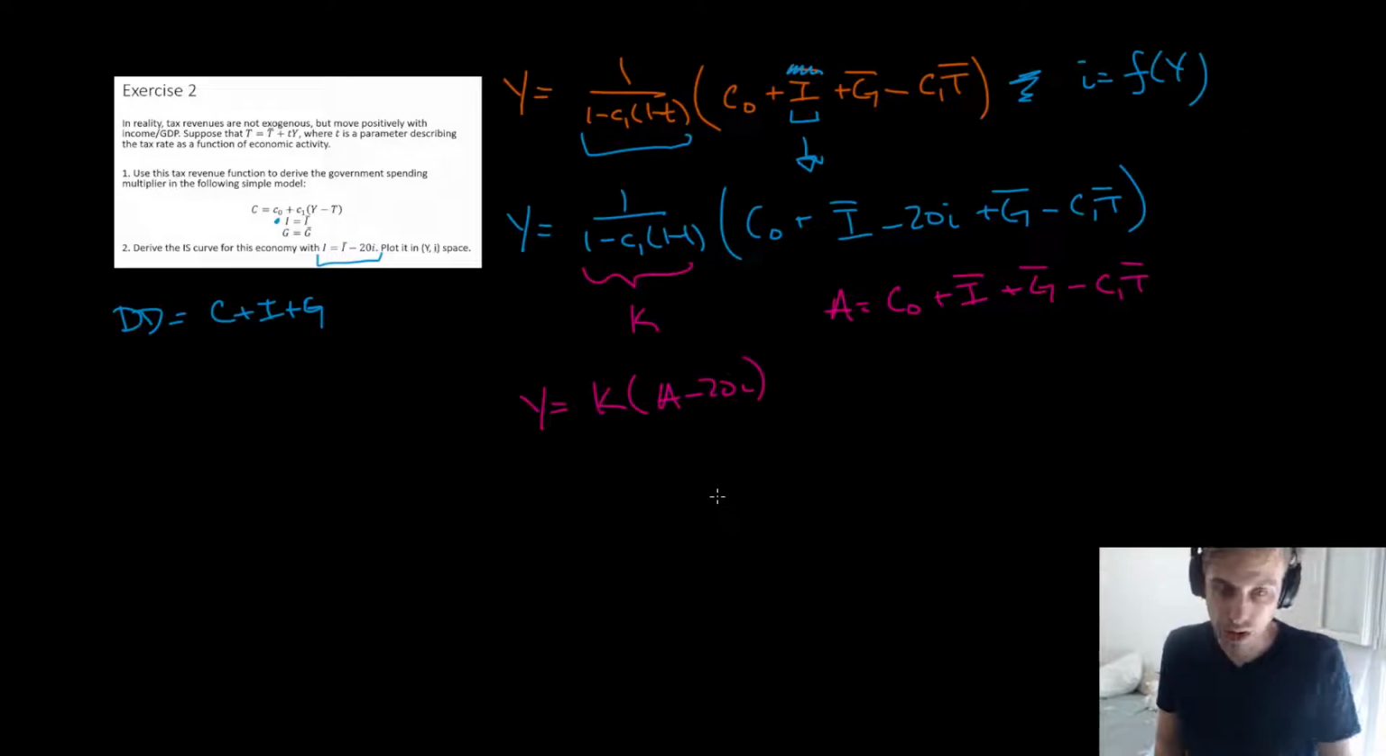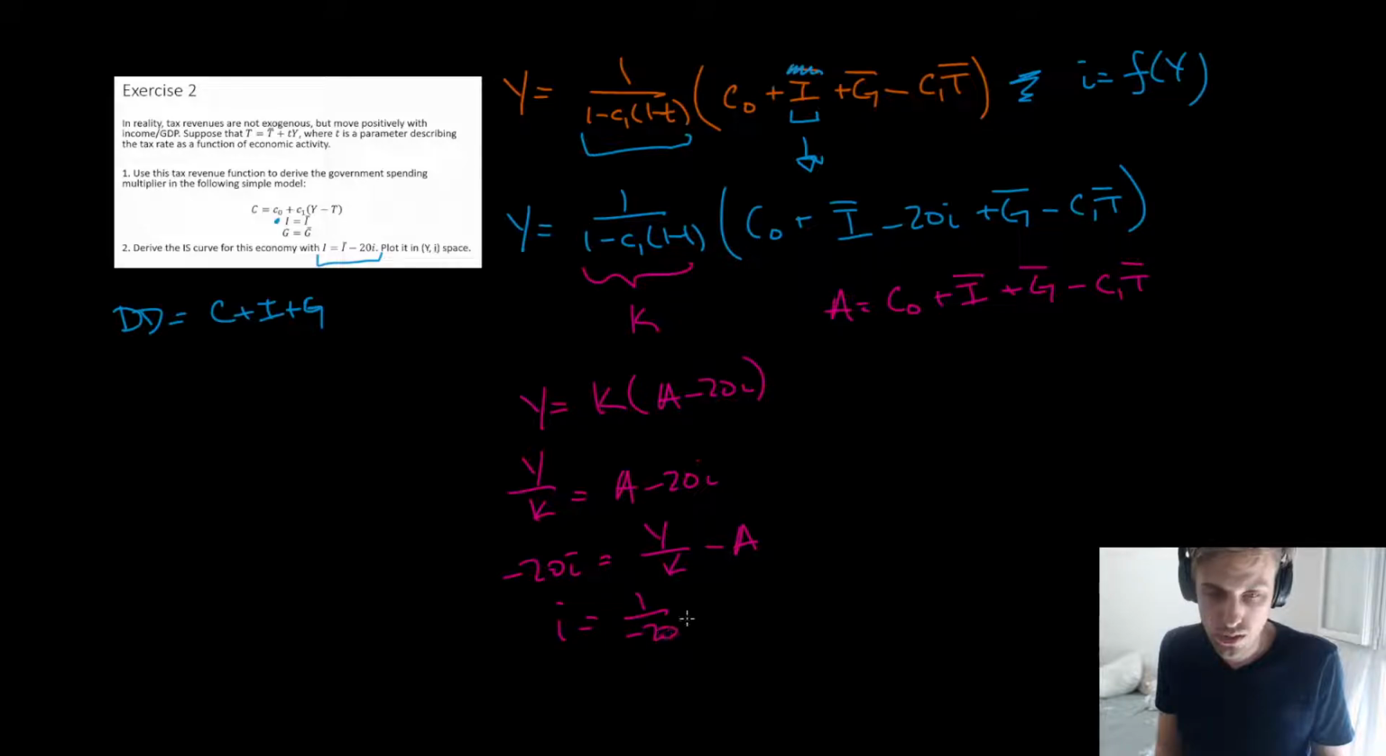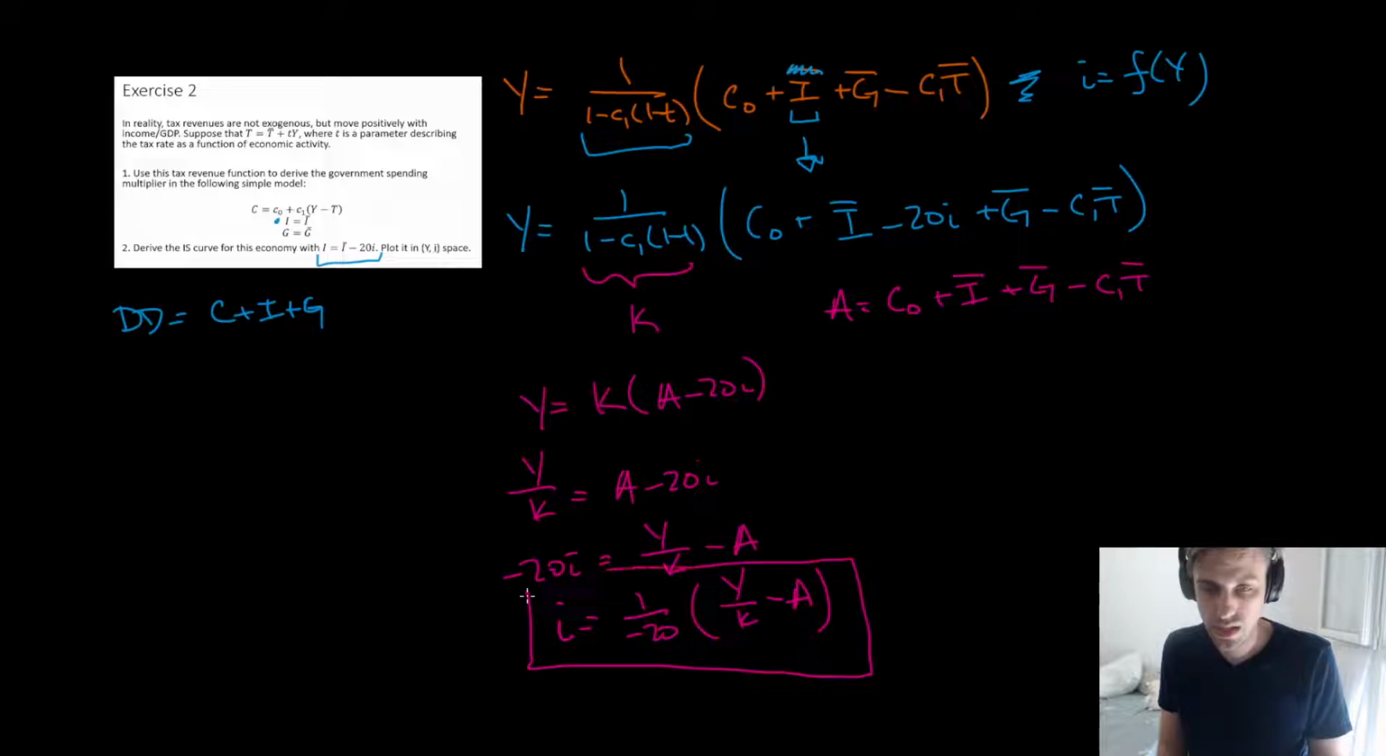And remember, our goal now is to solve for i, so let's just do that. Let's bring k over, so you get y over k is equal to a minus 20i. And you can get minus 20i is equal to y over k minus a. And then you can divide and get 1 over minus 20 times y over k minus a. And that is the IS curve.